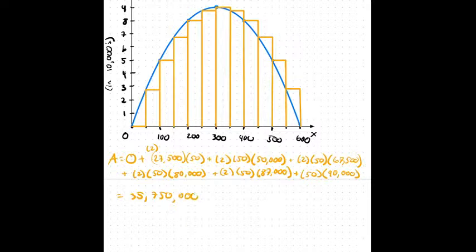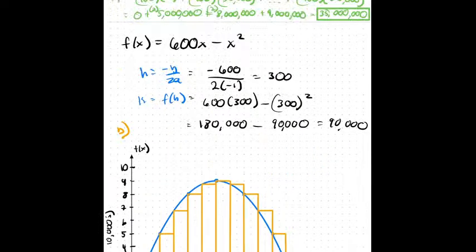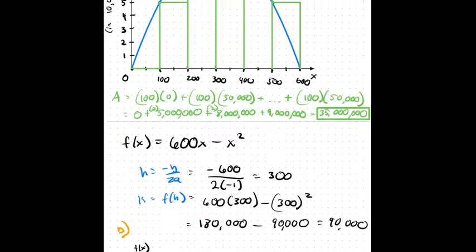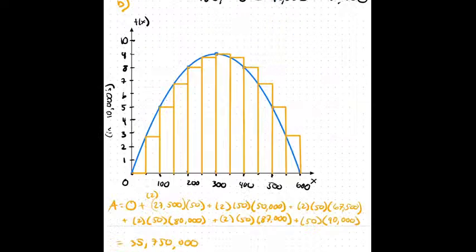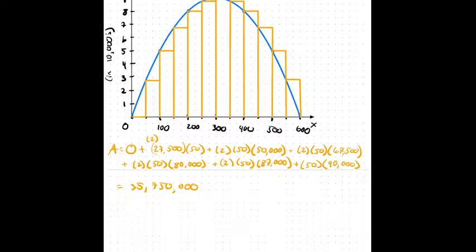Is that close? Yeah, and that's close to the other one. The whole point is that it was supposed to be close. The other one was 35 million. This one was 35,750,000. So this should be a better approximation because we took smaller subintervals. I know I said one a little different.